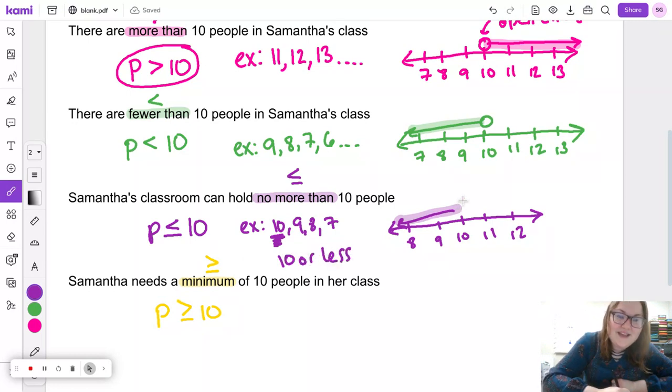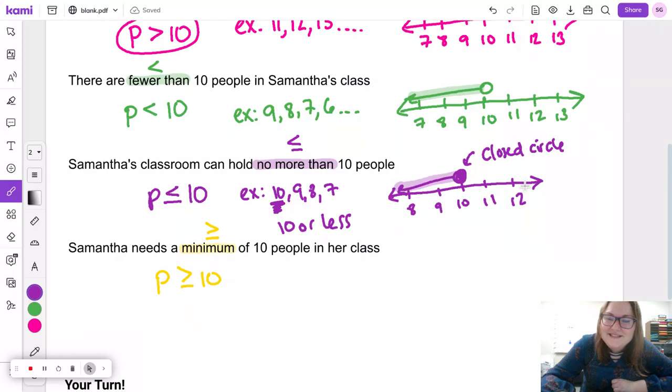And so to show that, I don't use an open circle. I want to show that 10 is colored in too. So I use a circle, but I color it in. It's one of our answers. It's one of the possibilities. And we call that type of circle a closed circle. Go ahead, pause the video, and see if you can do the graph for this last one.